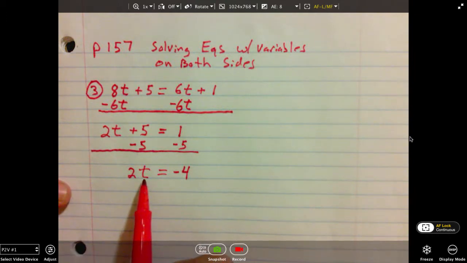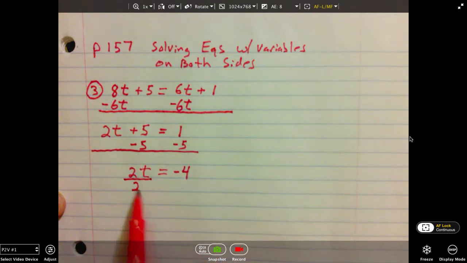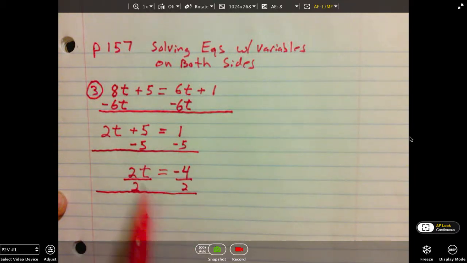We want to get t by itself. The coefficient 2 is multiplied by t. To undo that multiply, we will divide by 2 on both sides. 2 divides 2 to leave t. Negative 4 divides 2 for negative 2. We believe that t is equal to negative 2.